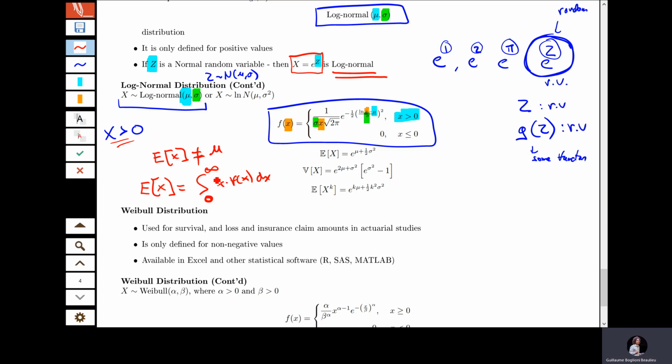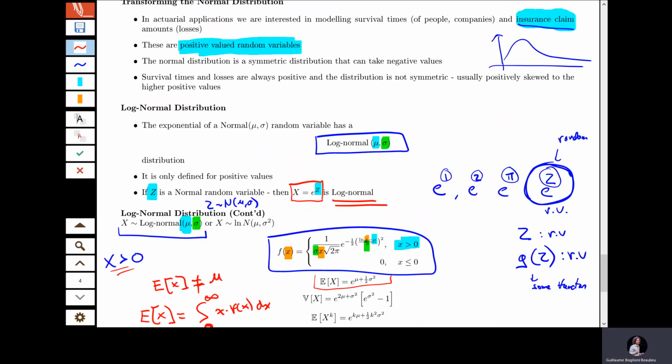If you do this integral, and if you're an integral lover, you can maybe try to do this in your spare time because it's actually quite difficult. Well, you can do it, but it's not going to take you 1 minute. It's going to take you maybe 10 minutes. You're going to get to an expression, and this expression is whatever is here. So it's not mu.